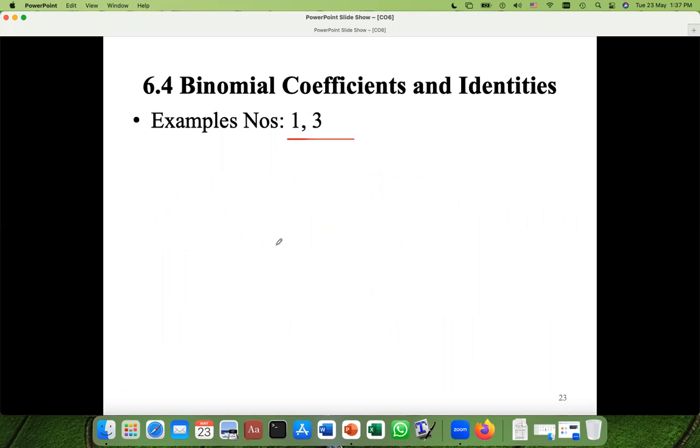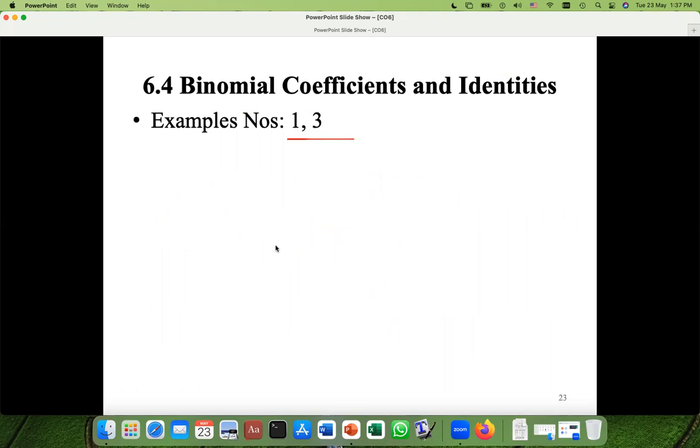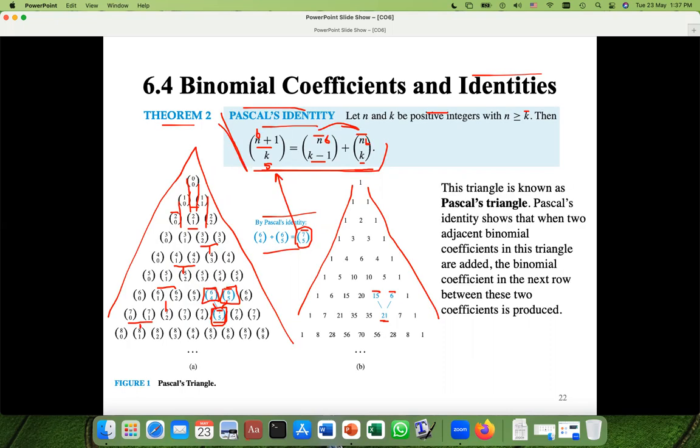Do you have any questions? Now this CO is ended. Now we are only left with one CO, CO7, inshallah, with the graphs. Any questions?